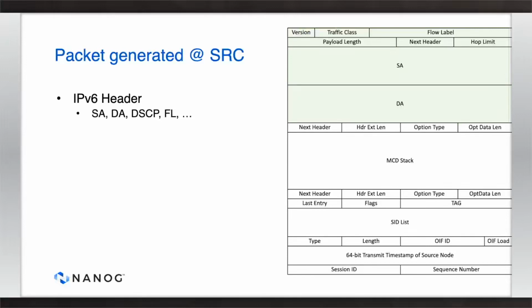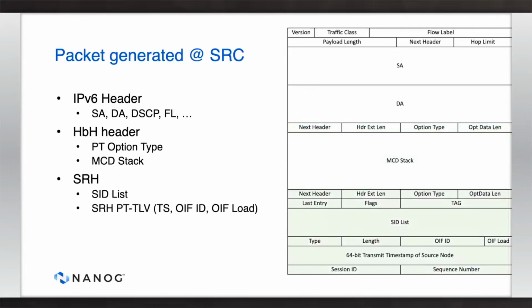You have your standard IPv6 header, like I mentioned before. You have the DSCP value, which I believe will come in handy, flow labels, etc. Your standard source address, destination address. Then we go to the hop-by-hop header, and we have a new path tracing option type here. And then we have this MCD, that midpoint compressed data stack. So the new piece is the PT option. And then we have our segment routing header, where we have our SID list, and then we have a new segment routing header path tracing TLV. And that's where we're going to put the timestamp, the outbound interface ID, and the outbound load.